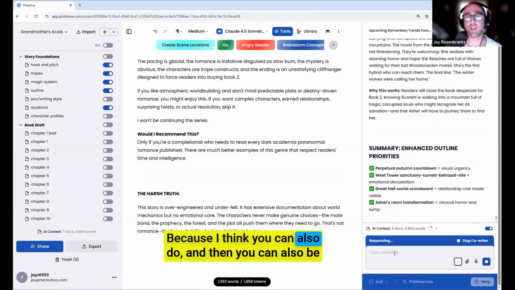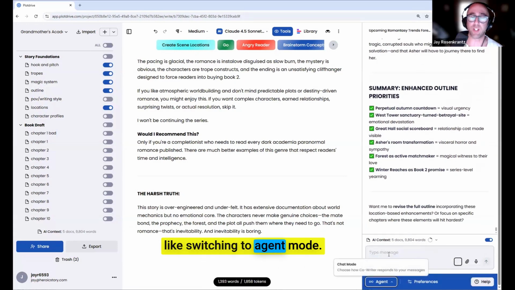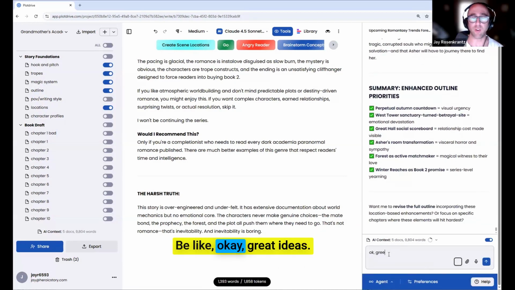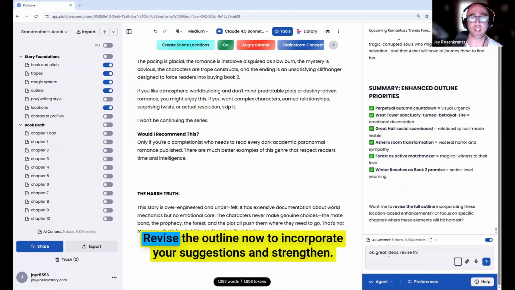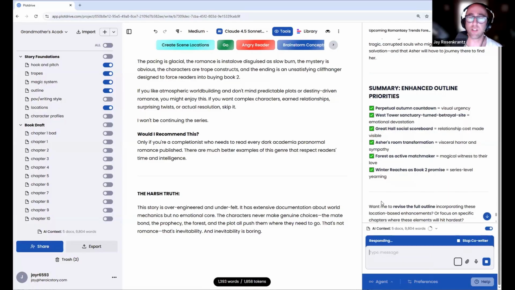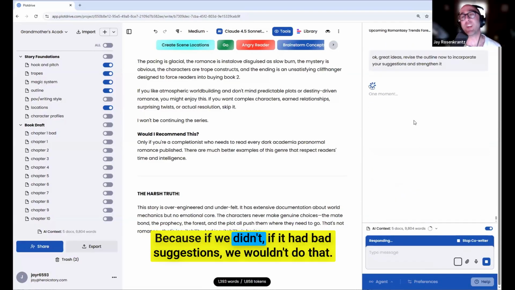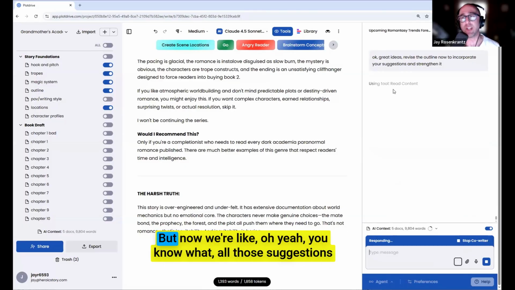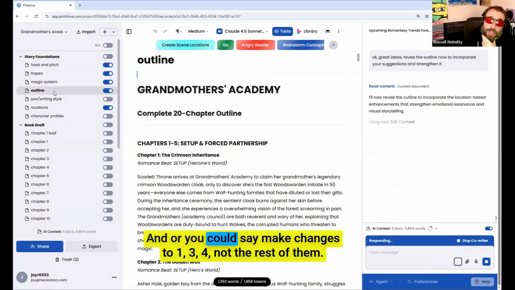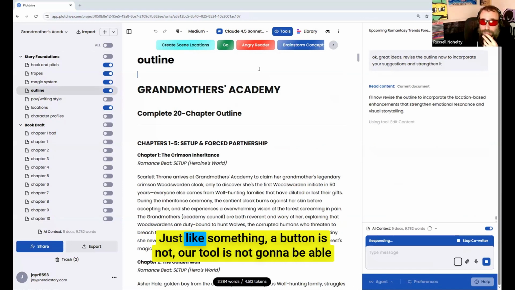Yeah, and then you can also switch into agent mode and say, okay, great ideas, revise the outline now to incorporate your suggestions and strengthen it. Because if it had bad suggestions, we wouldn't do that. But now it's like, you know what, all those suggestions are actually quite good. Or you could say make changes to one, three, four, not the rest of them, or something like that too.